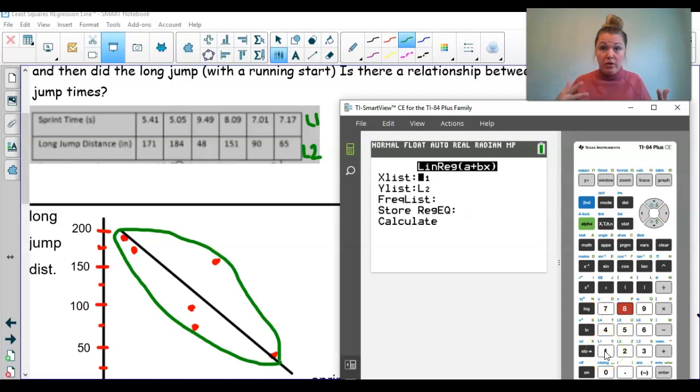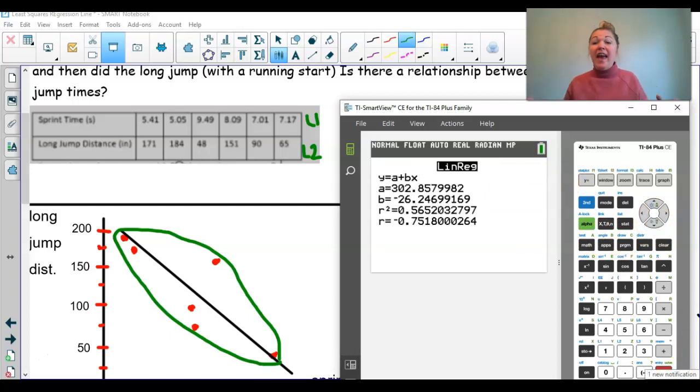Now, if you have the old calculator, that's okay. Bear with me and we'll get you there. LinReg, we have our X list is L1, our Y list is L2. This says store the regression equation. What we could do is store it in Y1 if we wanted, but we don't need to. Okay. And here we go. We have Y equals A plus BX.